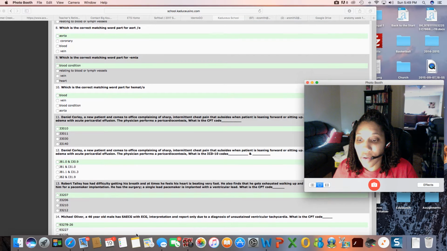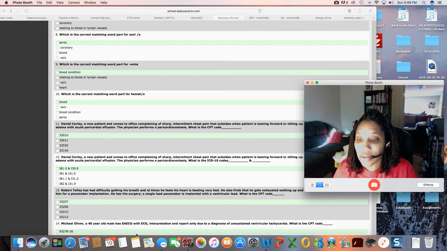So your code should be 93278 with a modifier of 26. The reason why you have a modifier of 26 is not self-explanatory, but it is because right here it says interpretation and report only. Modifier 26 is a professional component.